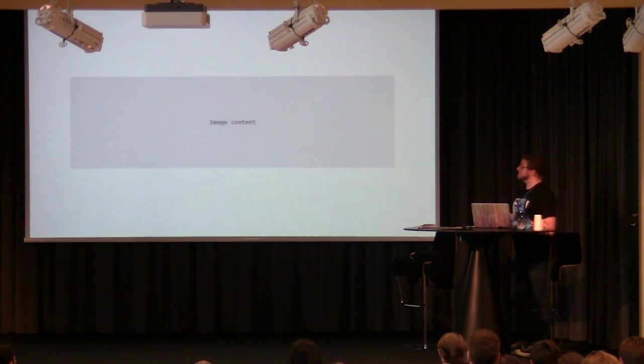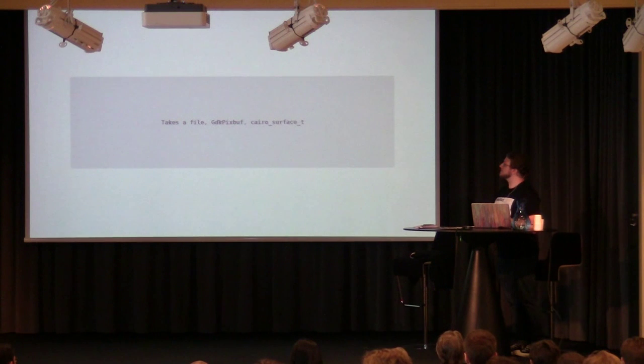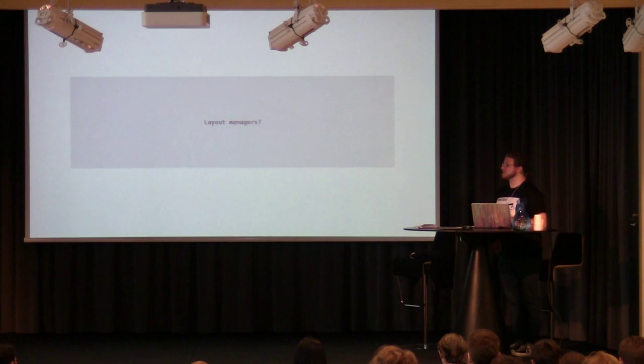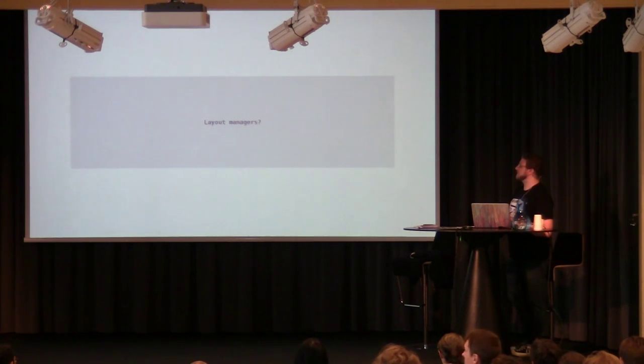Image content. So you can take a file, GdkPixbuf, because we still have to deal with GdkPixbuf, probably a Cairo surface, and just draw it at a specific point in a specific position in the window. So you can do the icons and maybe add some layout manager delegates, like grids, boxes. I honestly don't like them, so I don't think I will.